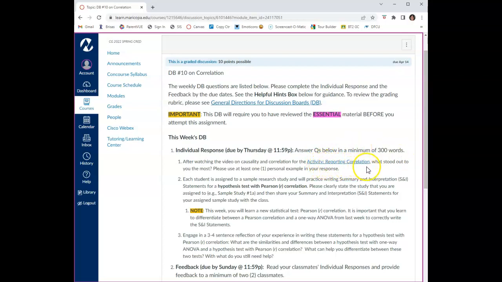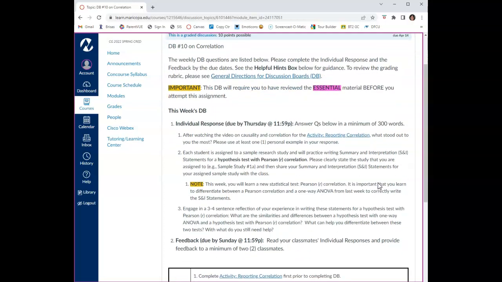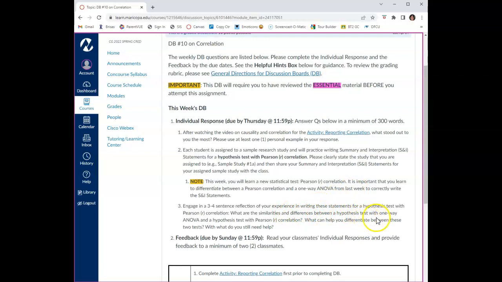Question 1 asks you to reflect on the video regarding causality in correlation. Question 2 asks you to write and share your summary and interpretation statements. And question 3 is a reflection of this experience.